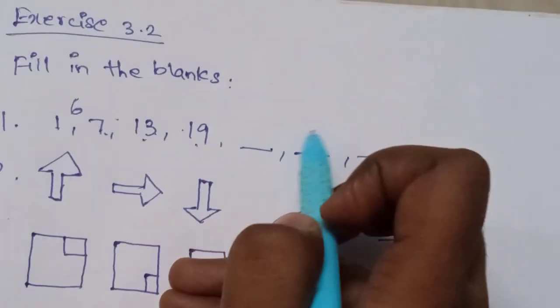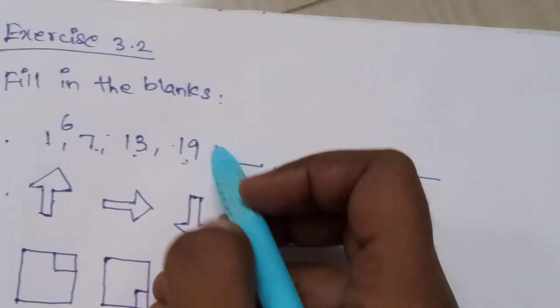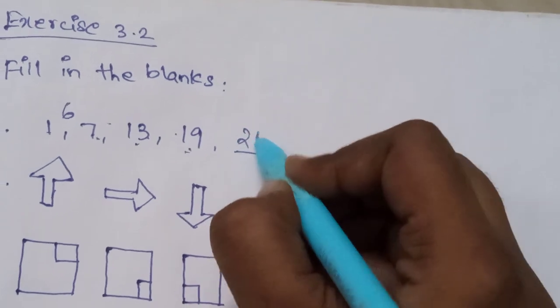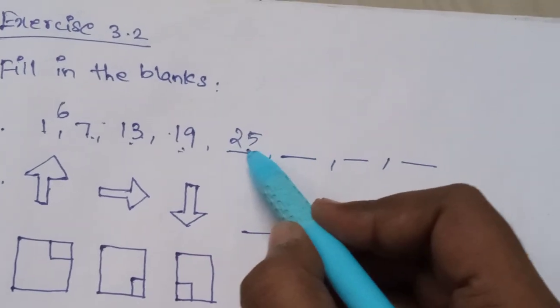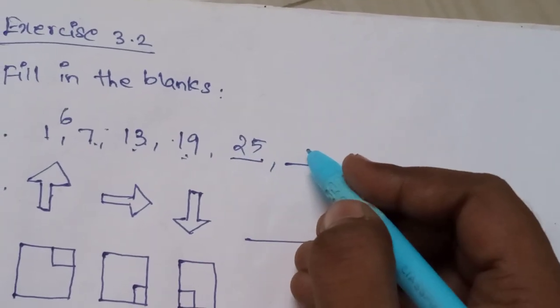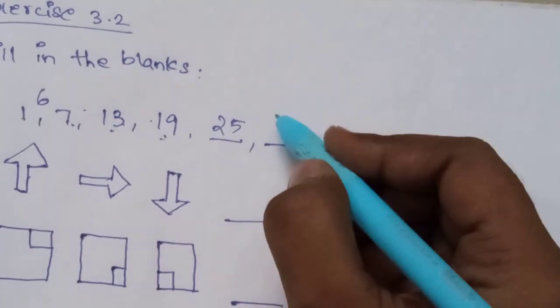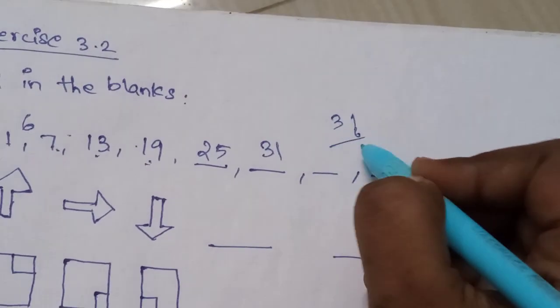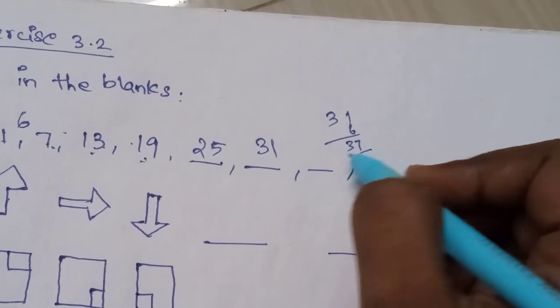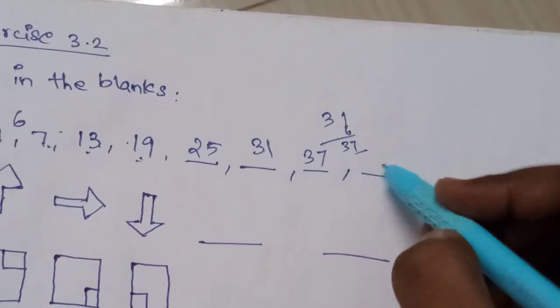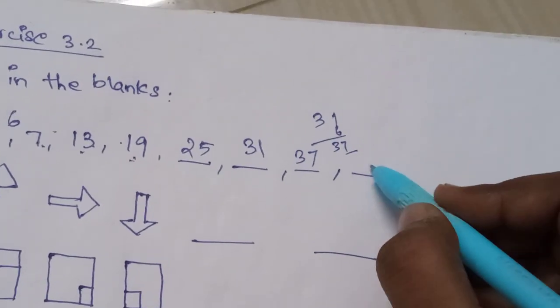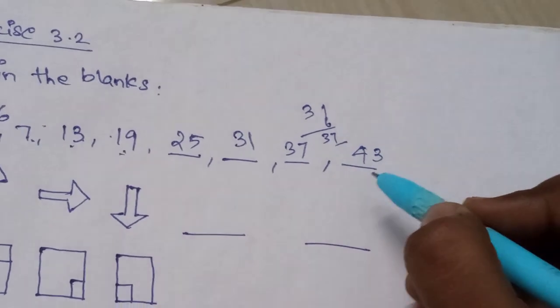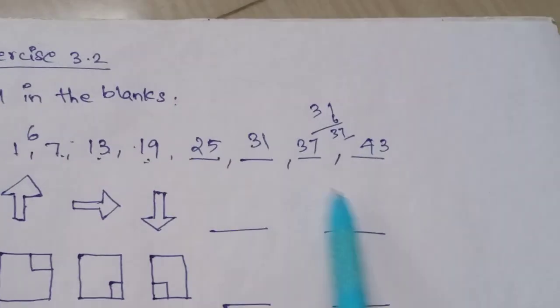So now we have to calculate 19 plus 6, what we will get? 25. Then 25 plus 6 we get 31. 31 plus 6, what we will get? 37. Then 37 plus 6 we get 43. So this is the sequence.